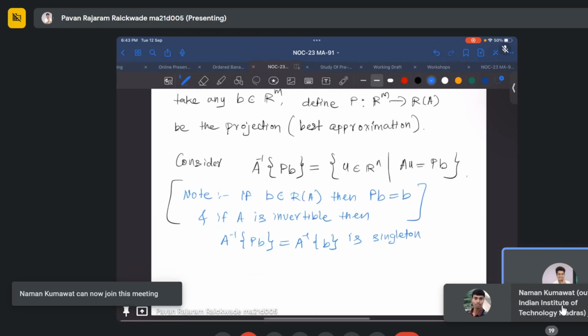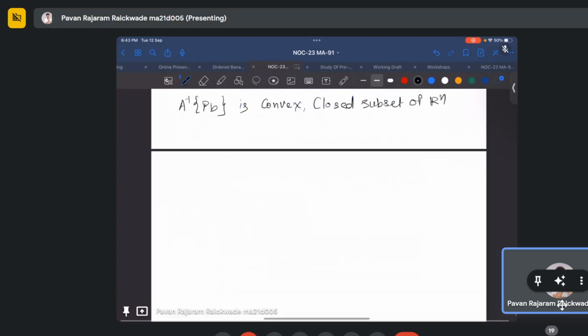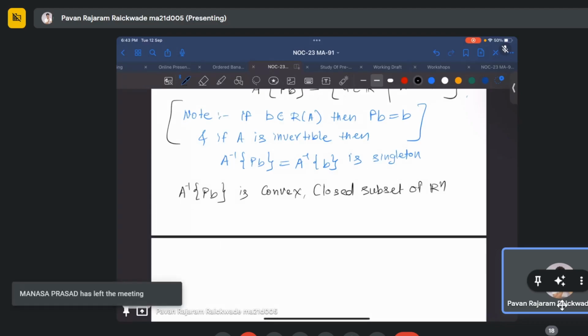So now we consider this set A inverse PB. A inverse PB is a convex closed subset of Rn. So any convex closed subset of Rn has an element with least norm.